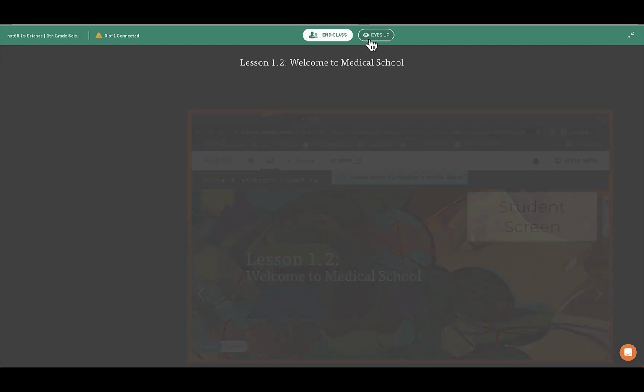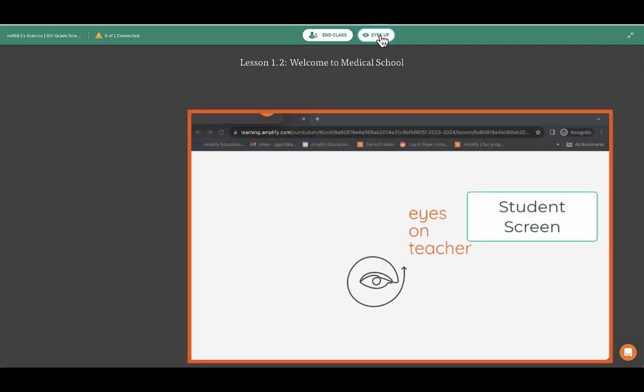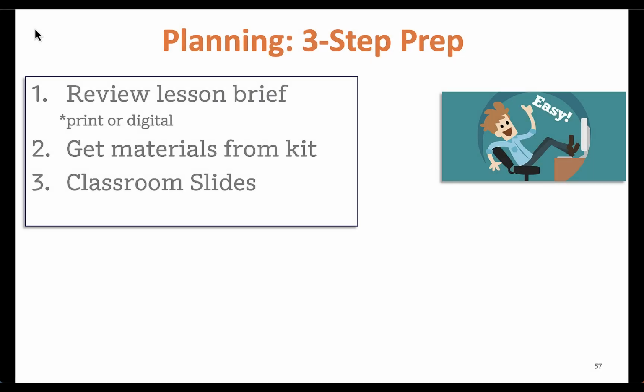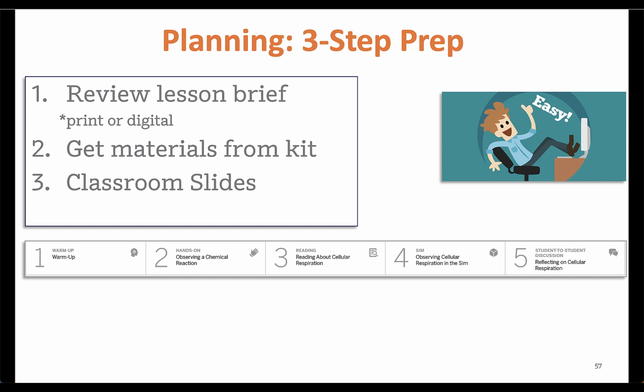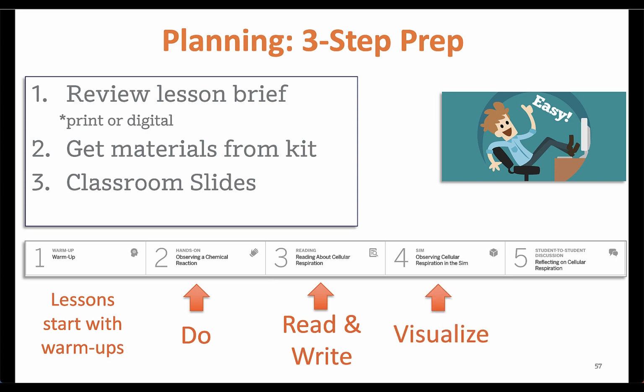You'll see there's an Eyes Up feature. This is a great feature for teachers. If I click Eyes Up on my teacher dashboard, on the student screen, it will say Eyes on Your Teacher. Planning is easy as a 3-step prep. We're going to review the lesson brief, both in print or digital format, get materials from the kit, and then access the classroom slides. In this case, I'm going to use PowerPoint. The lesson I'm going to navigate to has a warm-up activity. We also have a do phase, a hands-on opportunity, a reading and writing, assimilation, and a built-in discussion.